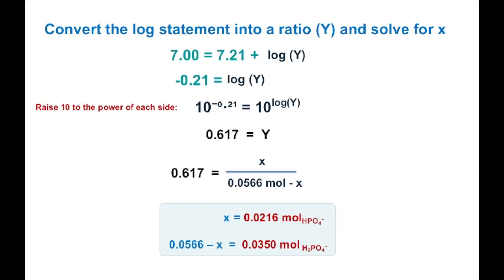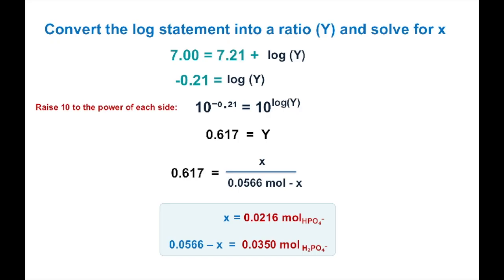So here we just have the Henderson-Hasselbalch equation with the numbers that we know plugged in: our pH, our pKa, the log of our ratio, and we're going to subtract 7.21 from each side. We have negative 0.21 equals the log of y. Now you know that we can take each side here and raise it as a power of 10. And so 10 to the minus 0.21 equals 10 to the log of y.